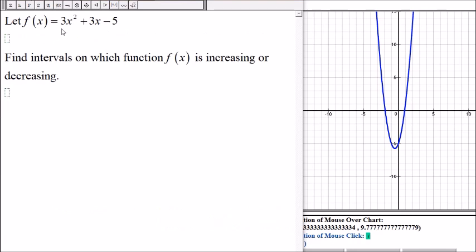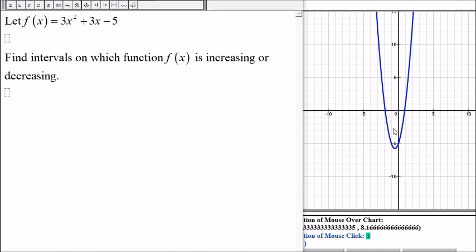Here we have the function 3x squared plus 3x minus 5, and we want to find the intervals on which the function is increasing or decreasing. And when we're talking about increasing or decreasing intervals, we will go from left to right. And so let's say we start here, and we go from here to about right here.